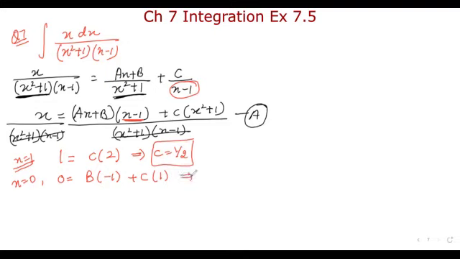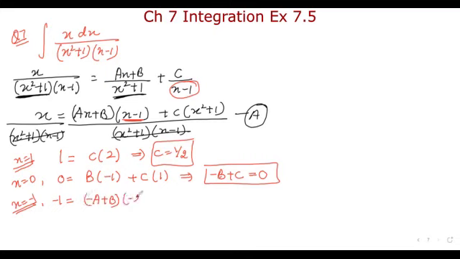So I have one relation, minus b plus c is equal to 0, which will be used later on. Let us take one more value, suppose minus 1, because 1 I have taken already. If I put x is equal to minus 1, this will be minus a plus b minus 1 is minus 2 plus c minus 1 square, that means 1 plus 1. So the value is minus 2 plus 2a minus 2b plus 2c, right?